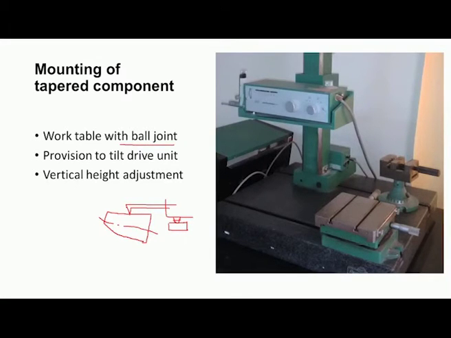We can tilt the work table so that the generator becomes parallel to the movement. Another provision is that we can tilt the drive unit itself. You can see here there is a knob for adjusting the height of this, that means to change the inclination of the movement, and also there is provision for moving the total drive unit up and down for vertical height adjustment.